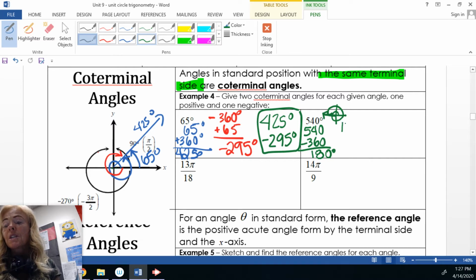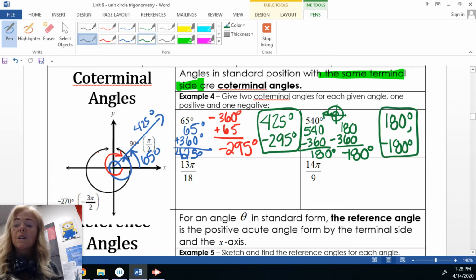So 180 minus 360 is negative 180 degrees, and that is our negative coterminal angle to 540. So our answers are 180 degrees and negative 180 degrees. Those are our two coterminal angles, one positive, one negative. And again, this time we had to do something a little different than normal, and that is subtract 360 twice.